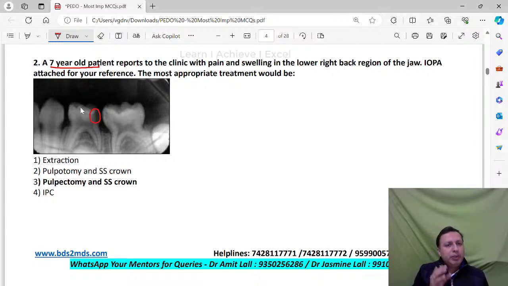So in this case, the best option is that we know the premolar will erupt by the age of 10 to 11. So in the meantime, we need to retain the tooth as a space maintainer. Since the patient is having pain, we'll go with pulpectomy followed by a stainless steel crown. So the answer is pulpectomy and stainless steel crown.